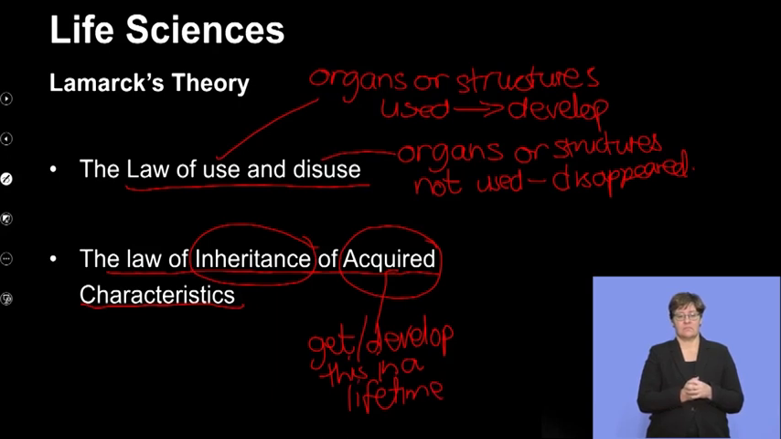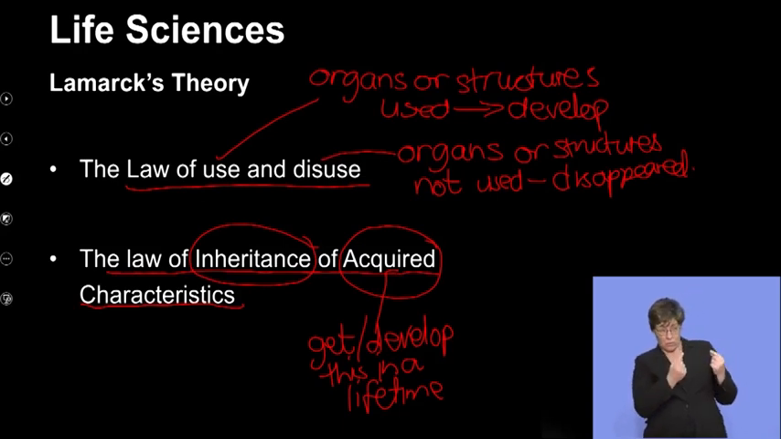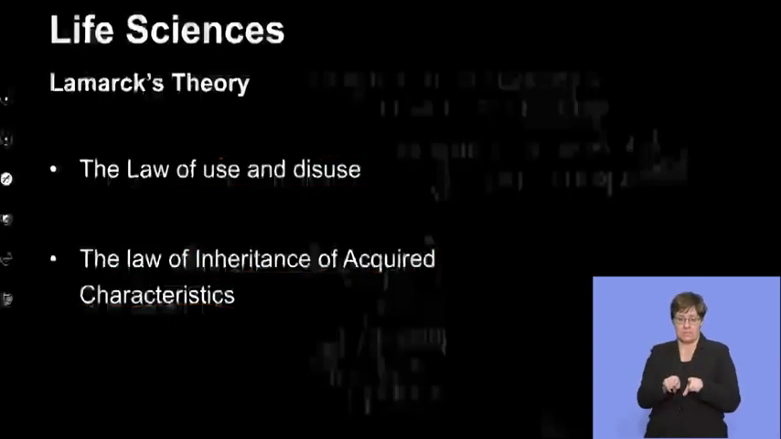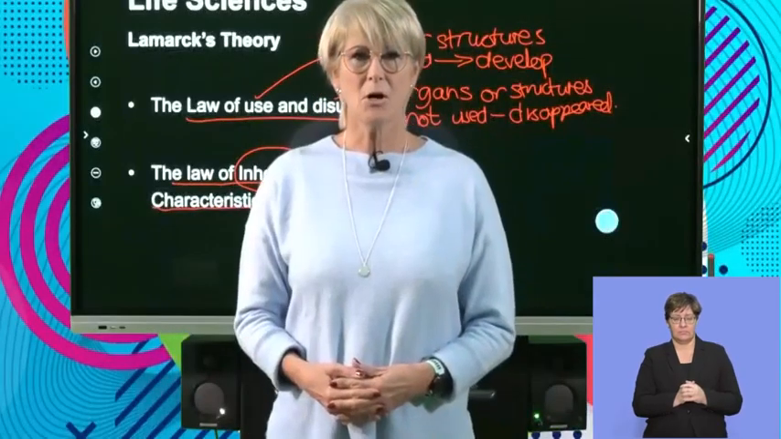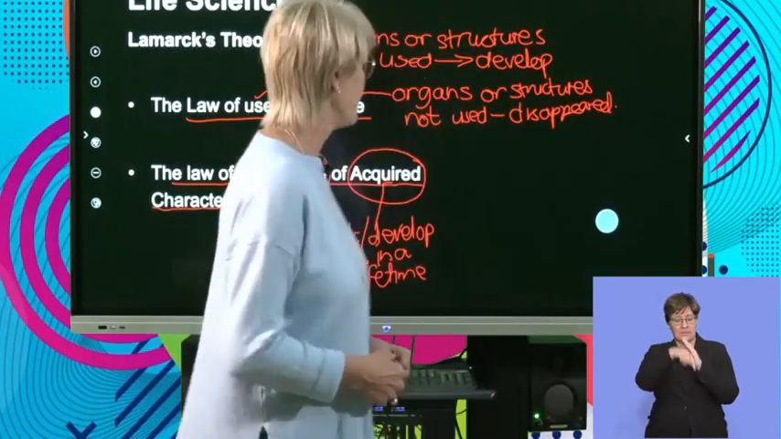Okay, so his law then said that it's a characteristic that is developed in the lifetime that is inherited by the offspring of that organism that has developed or acquired that characteristic. Okay, let's look at Lamarck's laws in more detail.